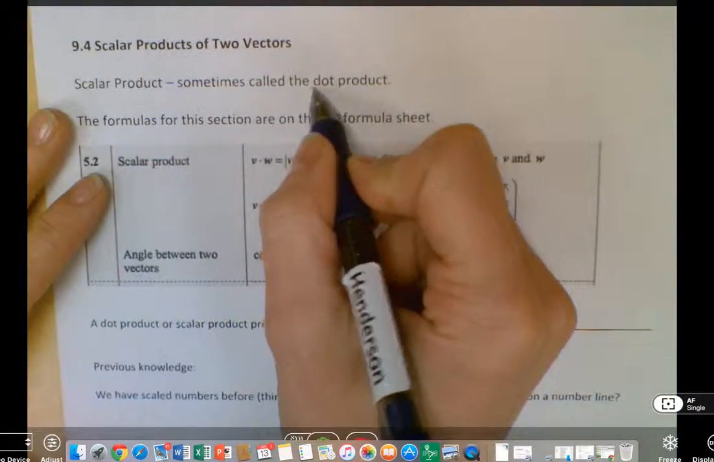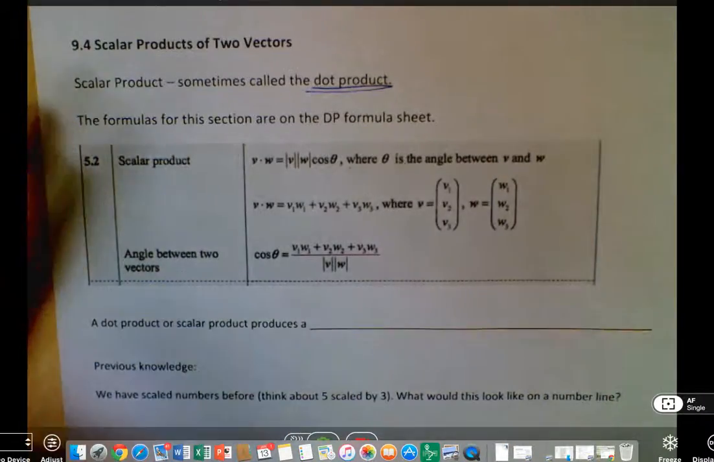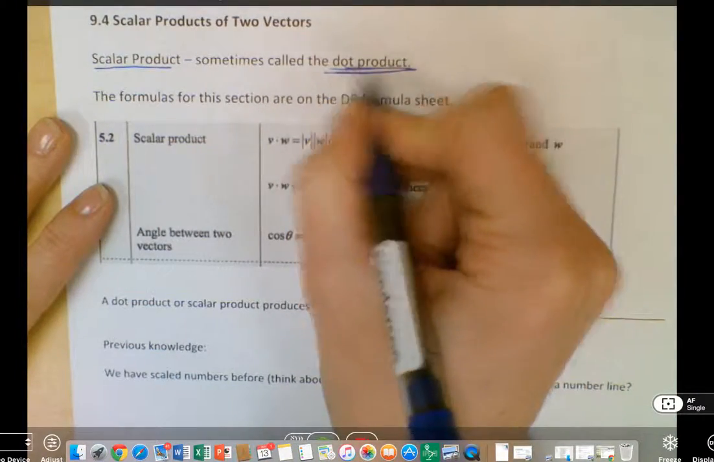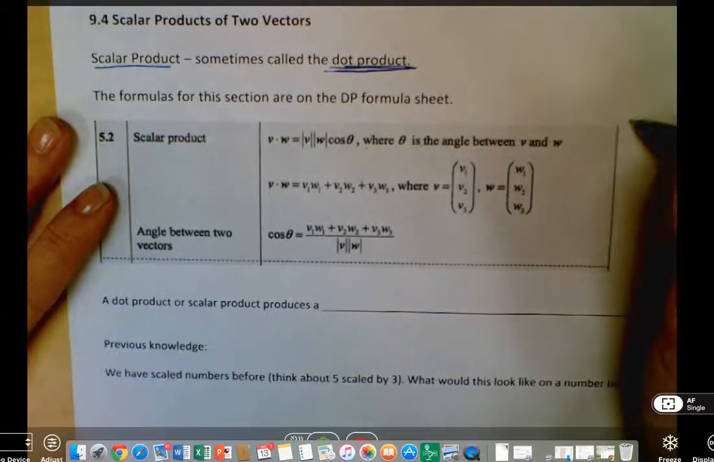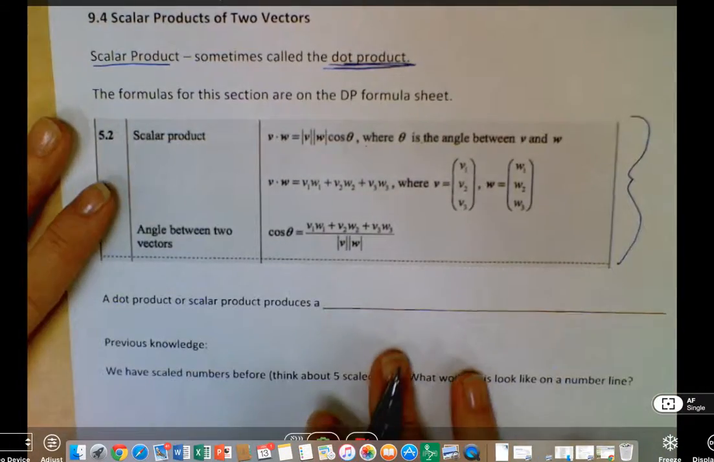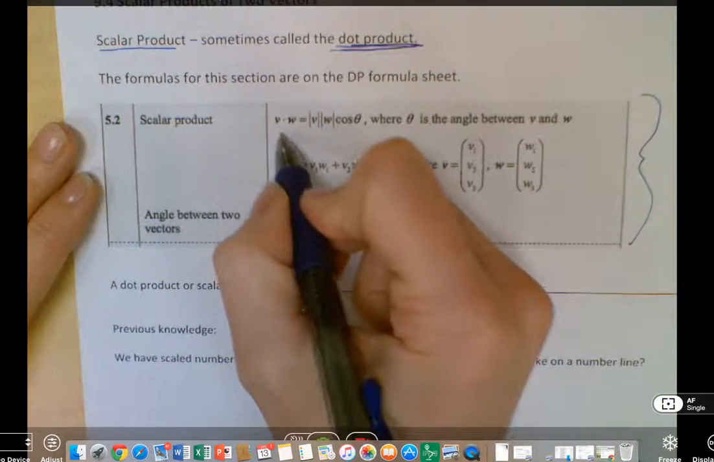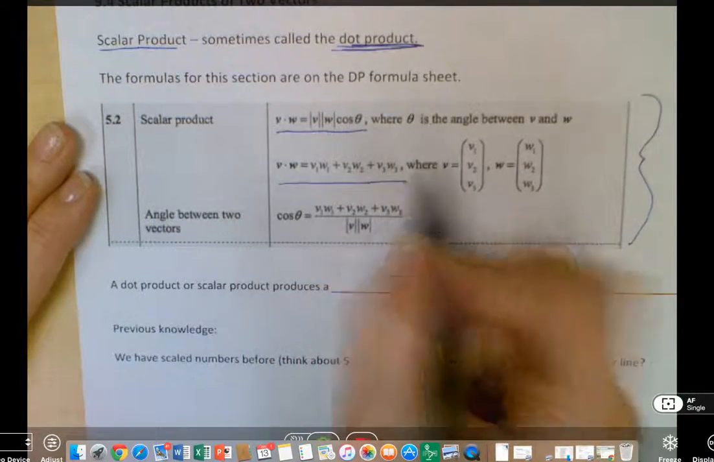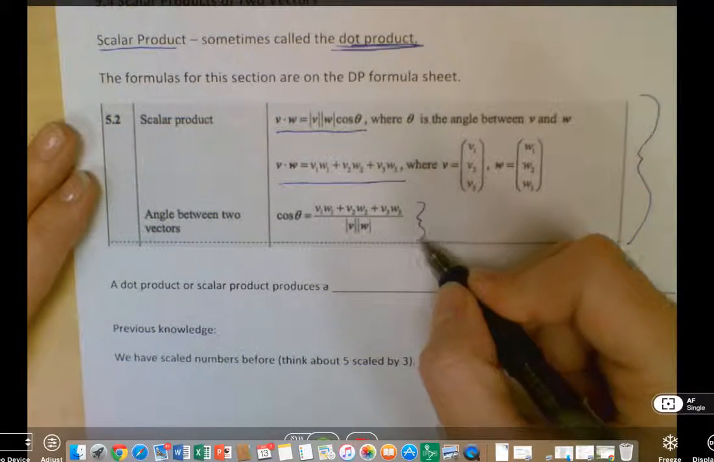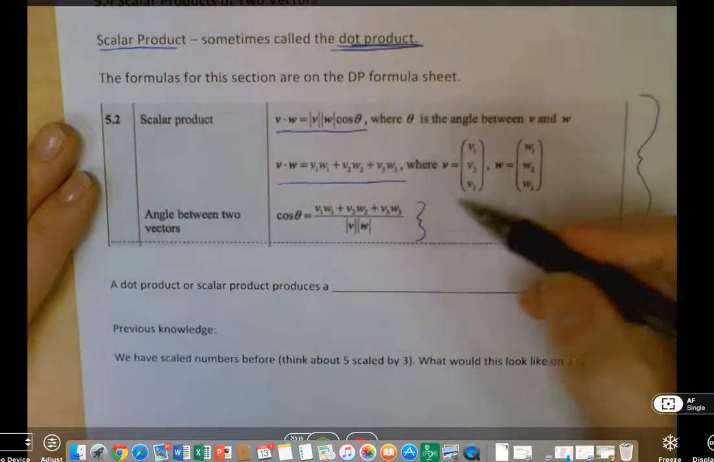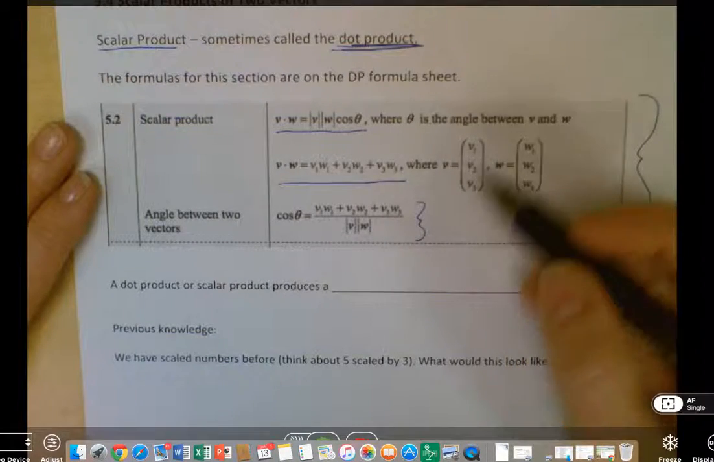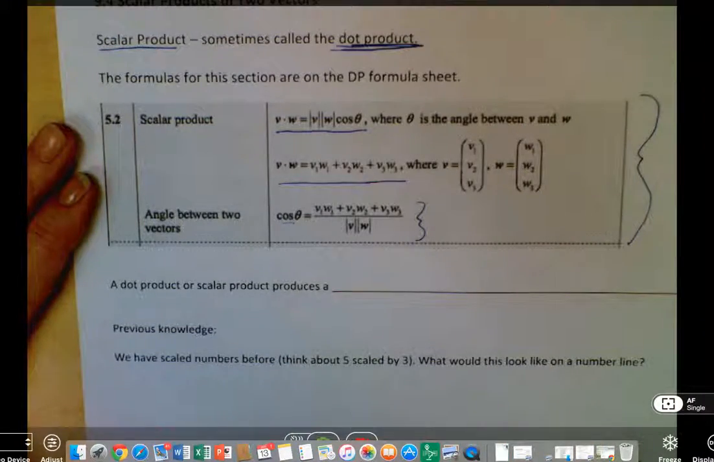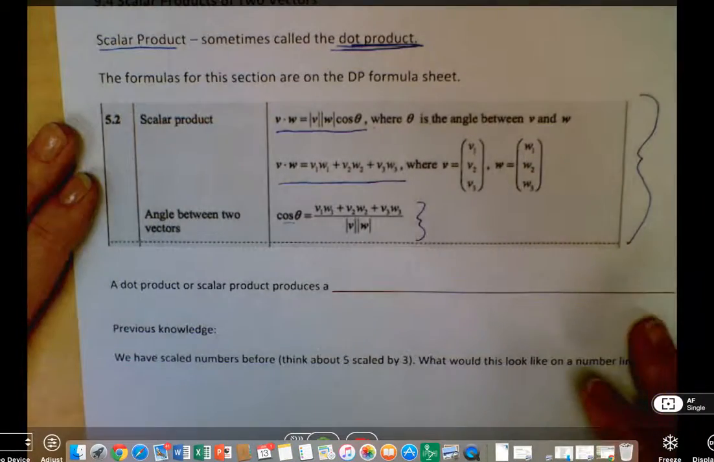A scalar product, sometimes called a dot product. So if you hear this word or this word, know that they are interchangeable. These are the formulas that come out of 9.4 that would be on your HL formula sheet. So you should know that this is here, and then we won't go over this component of the formulas until 9.4 part 2, so after the next time I see you in class. But this is also available for you to use if you needed to.